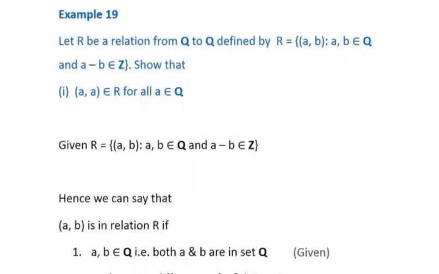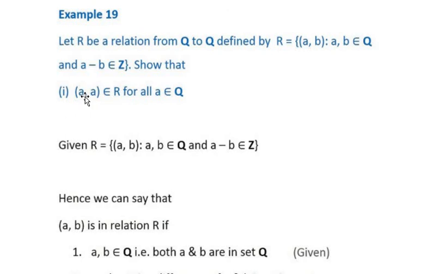Now see here. Let R be a relation from Q to Q, meaning the first element belongs to Q and the second element also belongs to Q. Q is the set of rational numbers. Now it is defined by (a, b) where a, b belong to Q and a minus b belongs to Z. The subtraction should be an integer. So show that (a, a) belongs to R for all a belonging to Q.